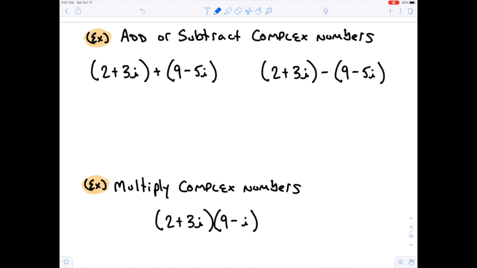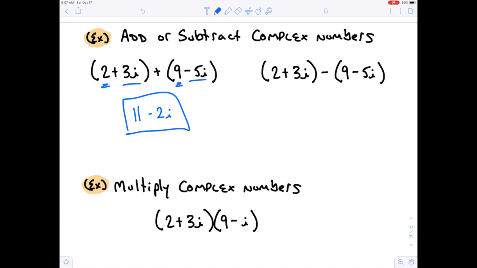You treat complex numbers like you would treat like terms. In this example, in the upper left-hand corner, I noticed that I have a whole number 2 and a whole number 9. That's my real portion, and 2 plus 9 is 11. And I have the imaginary part, the 3i and the minus 5i. Put those together and you get negative, or minus, 2i. And that's it. That's really all there is to adding.